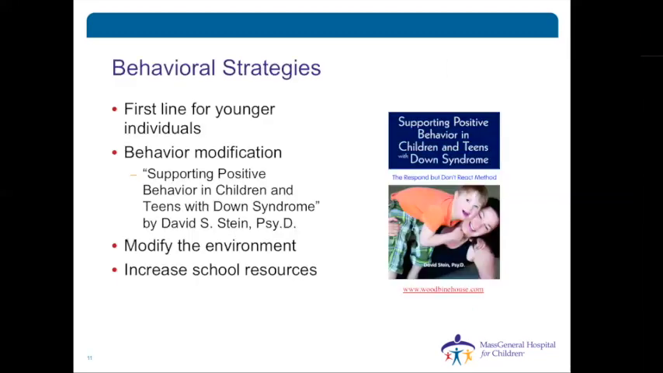The first-line treatment in children less than 6 with ADHD includes behavioral strategies, such as behavior modification. This might come in the form of positively reinforcing good behavior. An example of positive reinforcement might include praise or a small snack after the successful completion of homework. For more tips and explanations of these approaches, check out the wonderful resource called Supporting Positive Behavior in Children and Teens with Down Syndrome by David S. Stein. In addition, the environment can be modified to remove distracting stimuli. Certainly, schools should be involved to increase in-class support for children who need it.